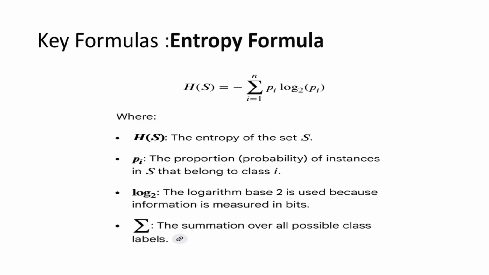Now let's move to the mathematical part. Entropy H(S) measures the disorder or impurity of a set S. A value of 0 means the set is perfectly pure. H(S) = -Σ (i=1 to n) p_i log₂ p_i. Here, H(S) is the entropy of set S. p_i is the proportion of instances in S that belong to class i. And the logarithm base 2 is used because information is measured in bits.